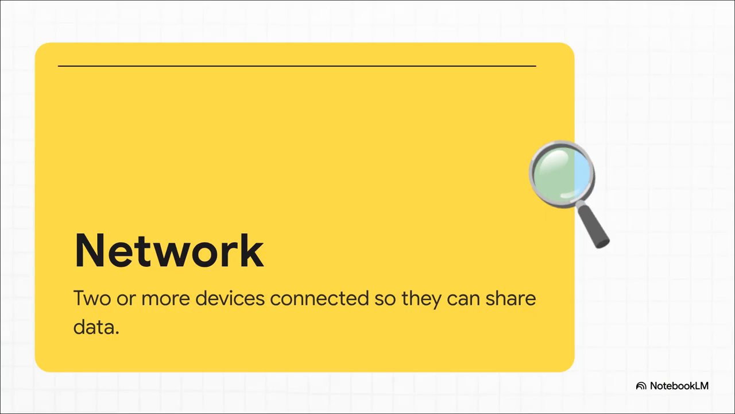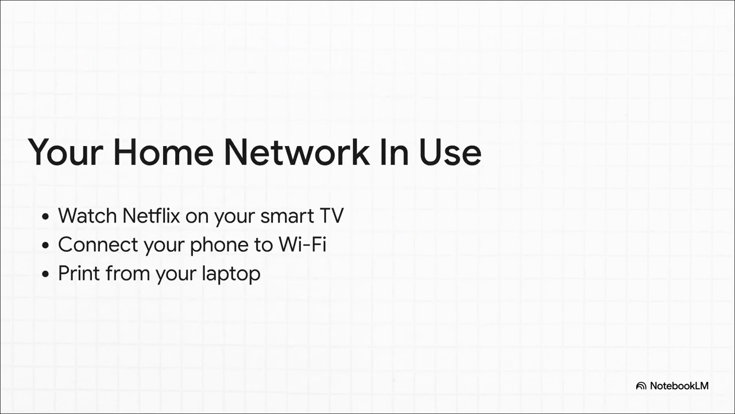So at its simplest, this is all a network is. Let's just forget the internet exists for a moment. A network is simply two, maybe more, devices, like your phone and your laptop or your computer and a printer, that are connected so they can share information with each other. That's it. The thing is, you're using your home network all the time, probably without even realizing it.